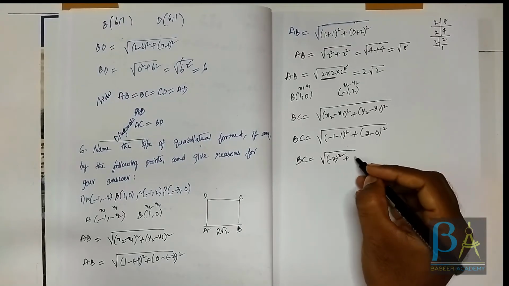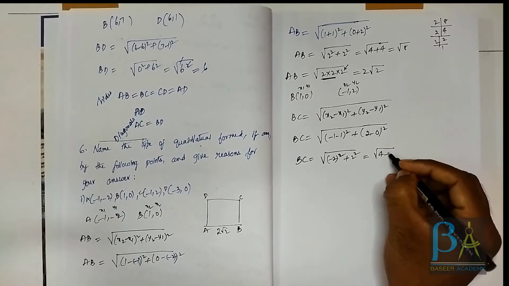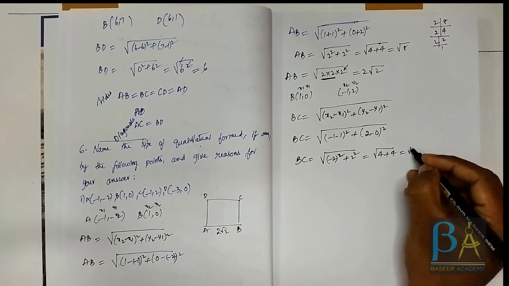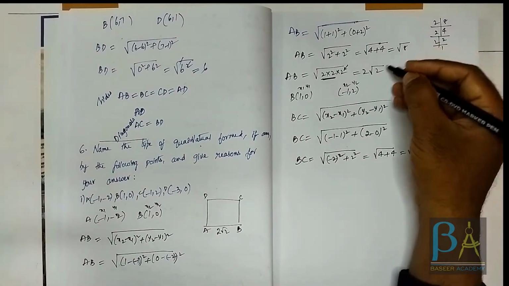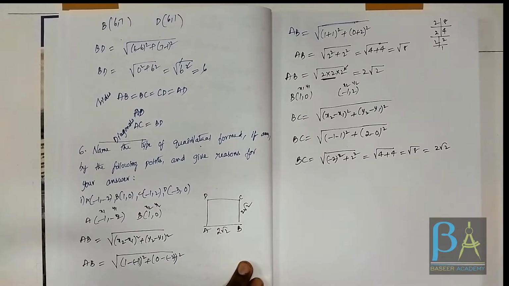2 minus 0 is nothing but 2 itself, the square as it is. Minus 2 square is plus 4, 2 square is 4, 4 plus 4 is 8, and then root 8 is nothing but 2 root 2. So again BC also I got it as 2 root 2.